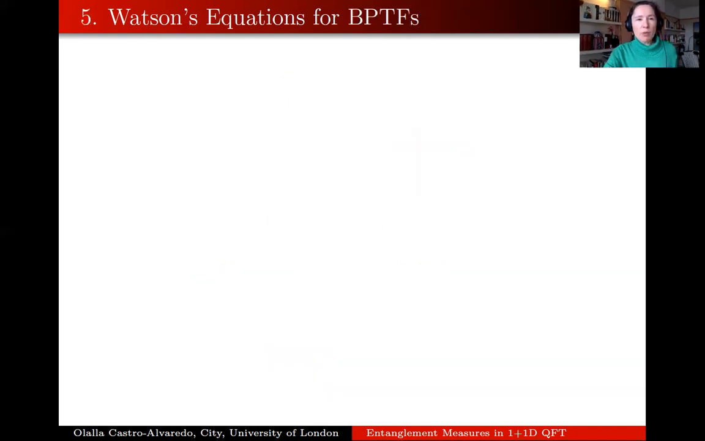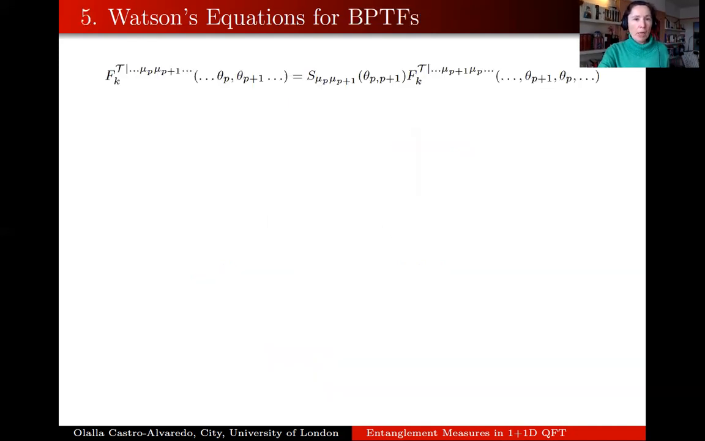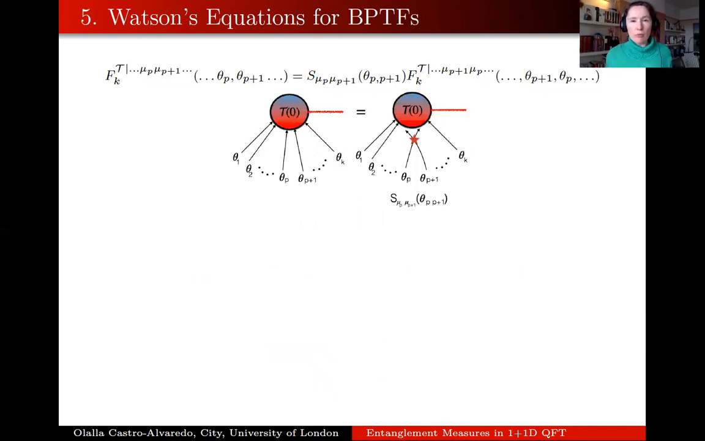Now what happens for the branch point twist field? Actually, it's not very different. The first equation doesn't change at all for the twist field.